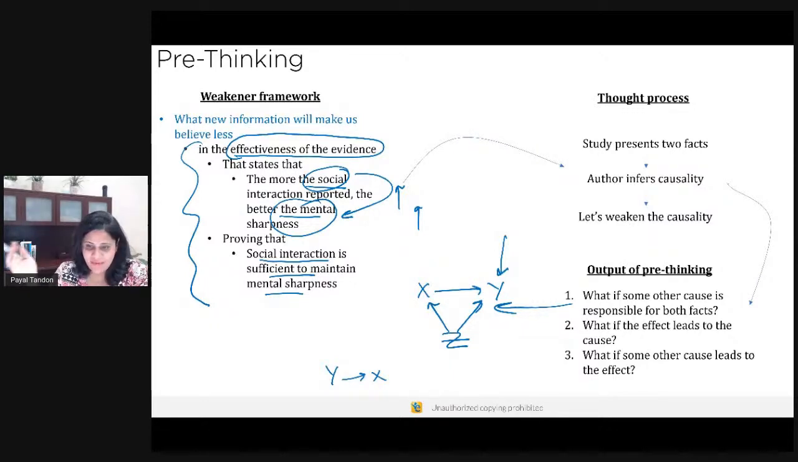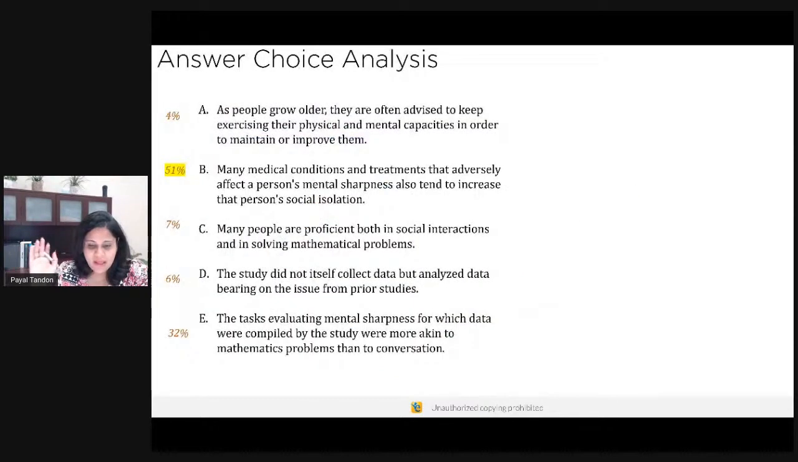Vivek, definitely this is a 700 level question. This is a difficult question. In the official guide, according to our stats, the accuracy is barely touching 50%. So it is a difficult question. Now let's take a look at the answer choice analysis.